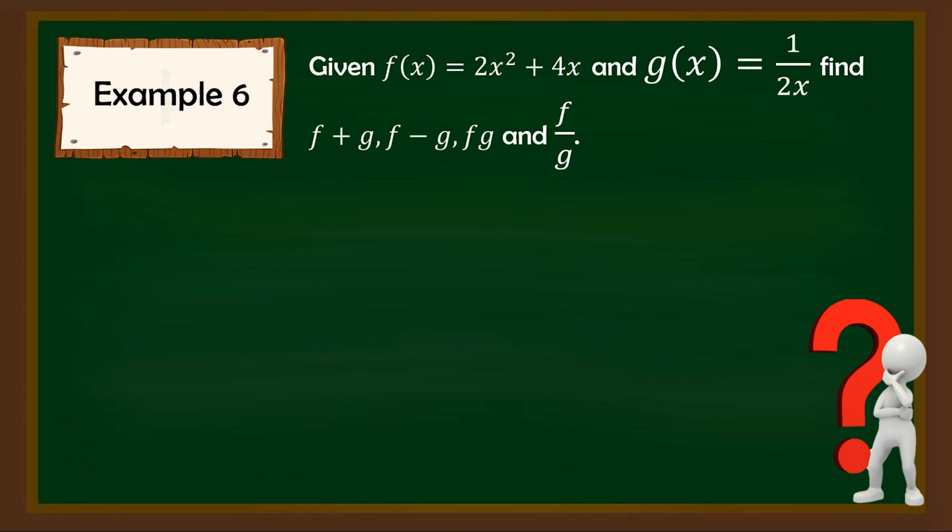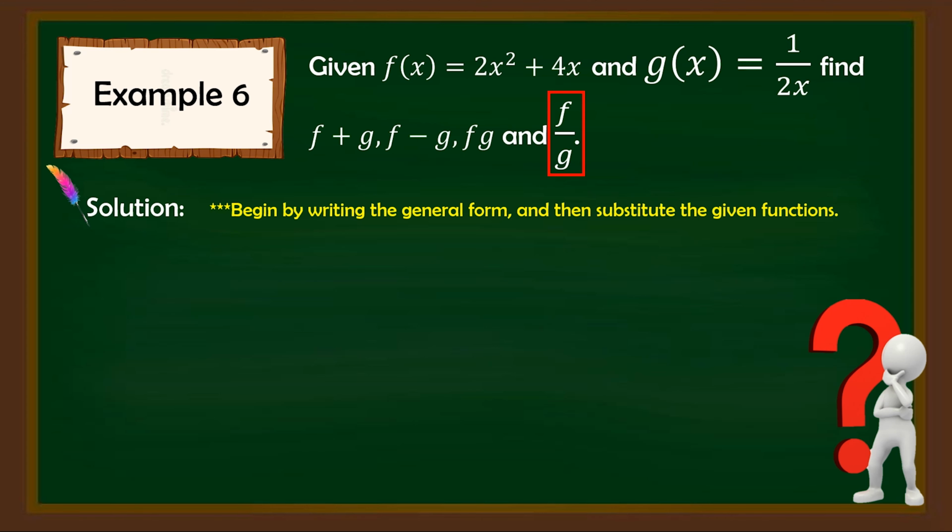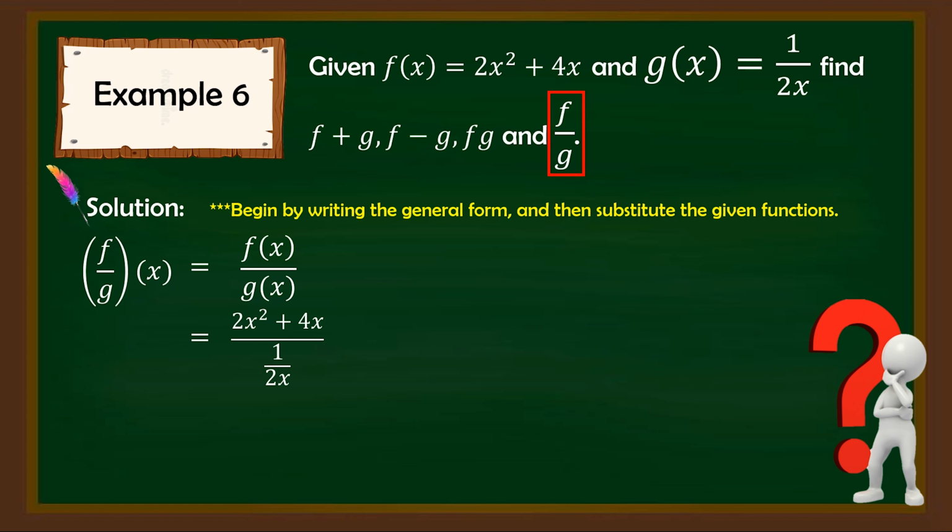Given f of x is equal to 2x squared plus 4x and g of x is equal to 1 over 2x. Find f plus g, f minus g, f times g, and f divided by g. In this example, we will find the quotient of the two functions. For our solution, begin with writing the general form and then substitute the given functions. By that, f over g of x is equal to f of x over g of x. Substitute f of x by 2x squared plus 4x and g of x by 1 over 2x.